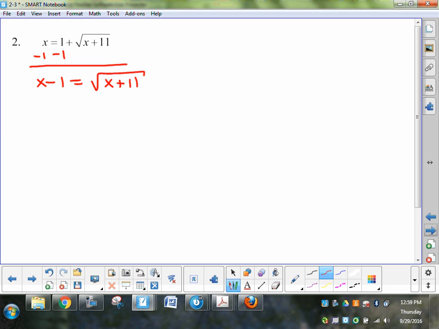Eli, what would you do from here? Square each side. So I'm going to go through, on the one side it's real easy. Over here I've got the quantity x plus 11. On the right-hand side you need to take the binomial and square it, which means multiply it by itself. Hands up please when you can tell me what you get when you take the quantity x minus 1 times the quantity x minus 1.